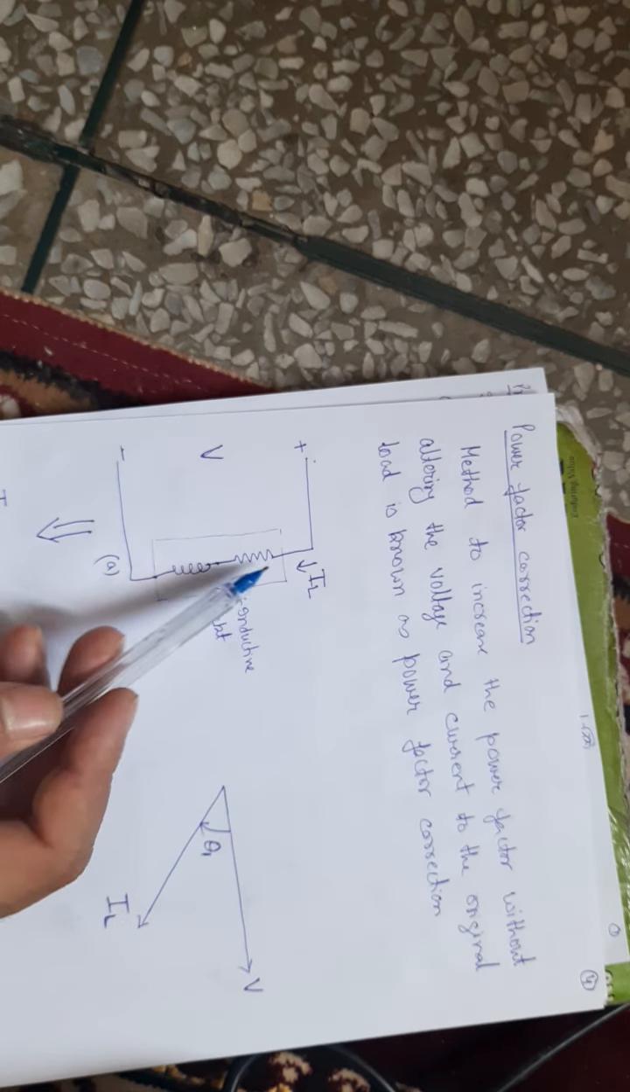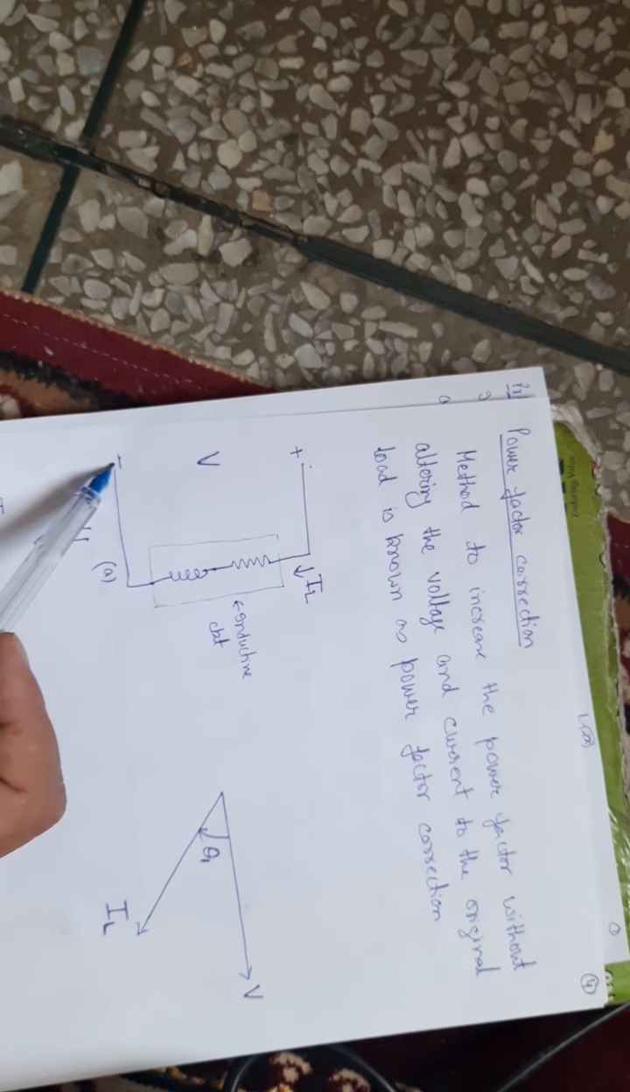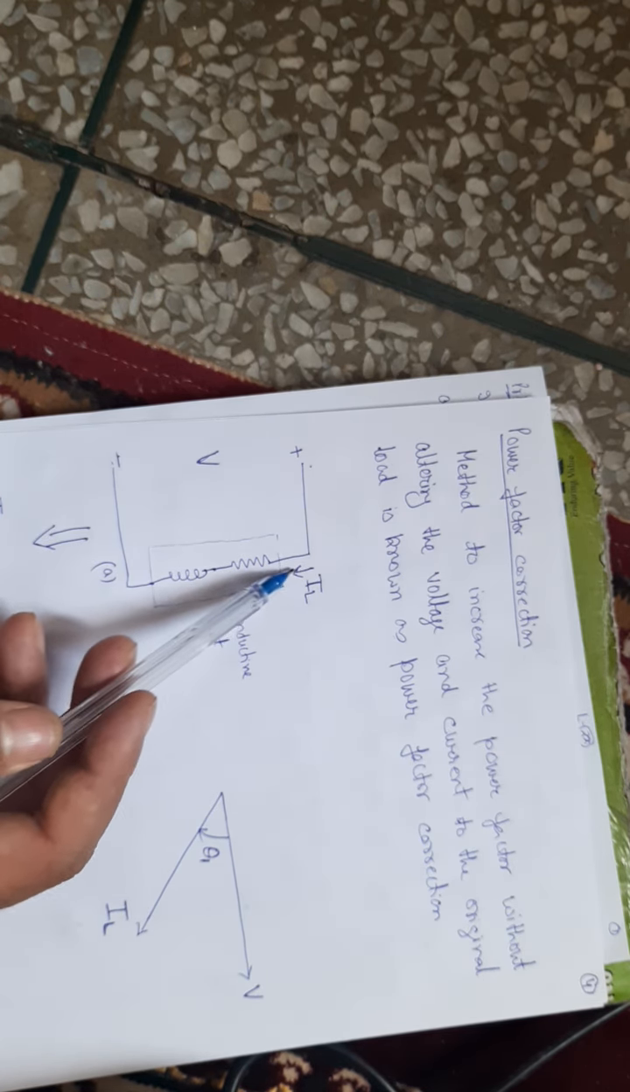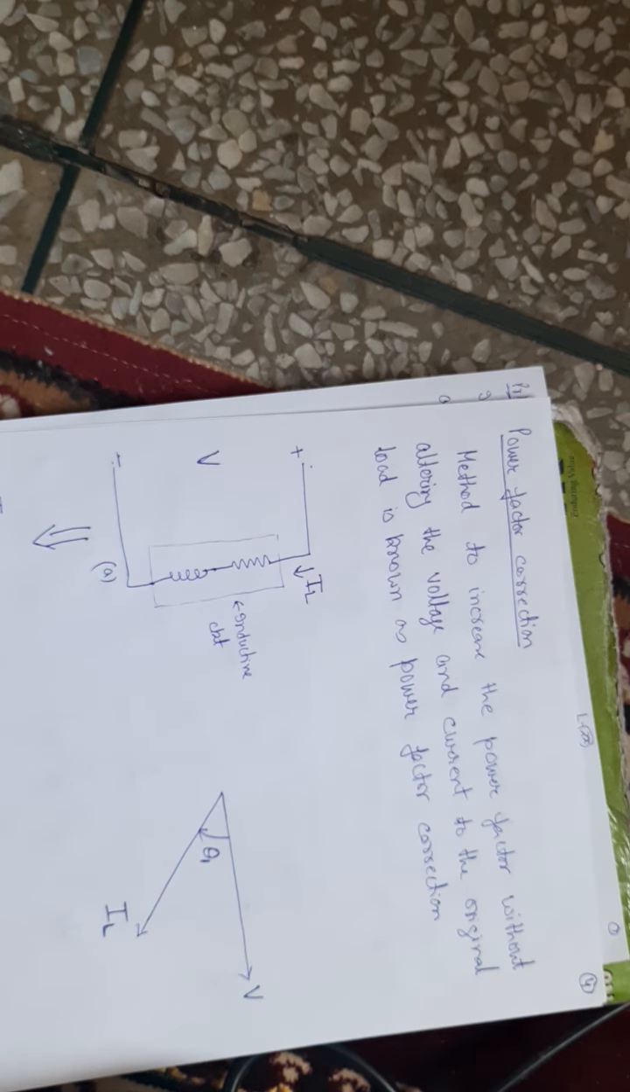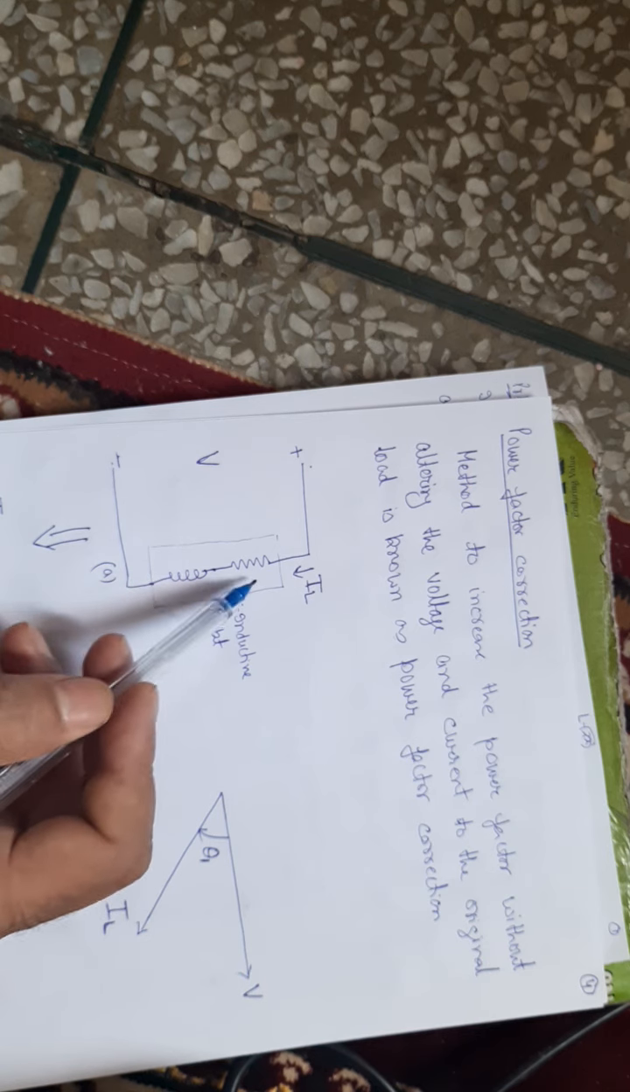Suppose I have an inductive circuit, this is my load, an RL load, and I have a voltage V across it, and the current that is flowing in this load is IL. Okay, so you know this is an inductive load. This is an RL load, meaning inductive load.